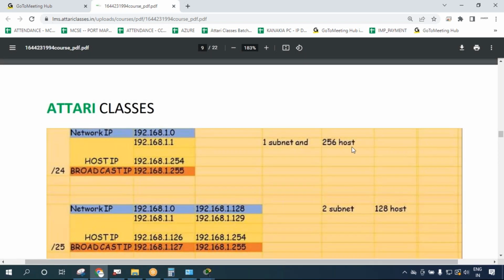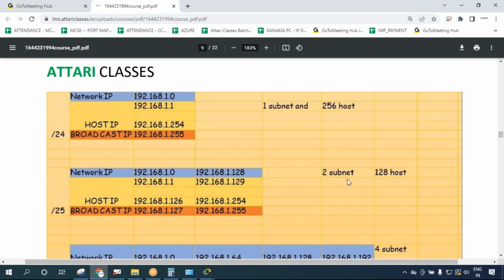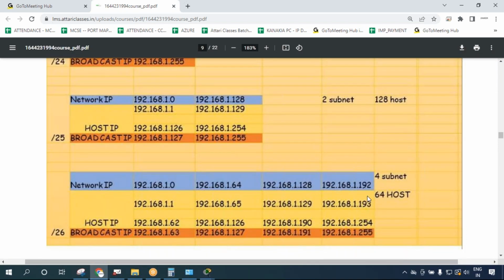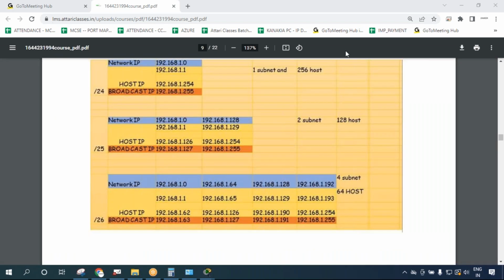/24, 1 subnet, 256 hosts. /25, 2 subnets, 128 hosts. /26, 4 subnets, 64 hosts. Out of which 2 IP addresses are not usable. They are host IPs, but they are not usable. One goes for the network, the next goes for the broadcast. That is one thing. Have you understood this table? Then we can go ahead. Is there any doubt here?